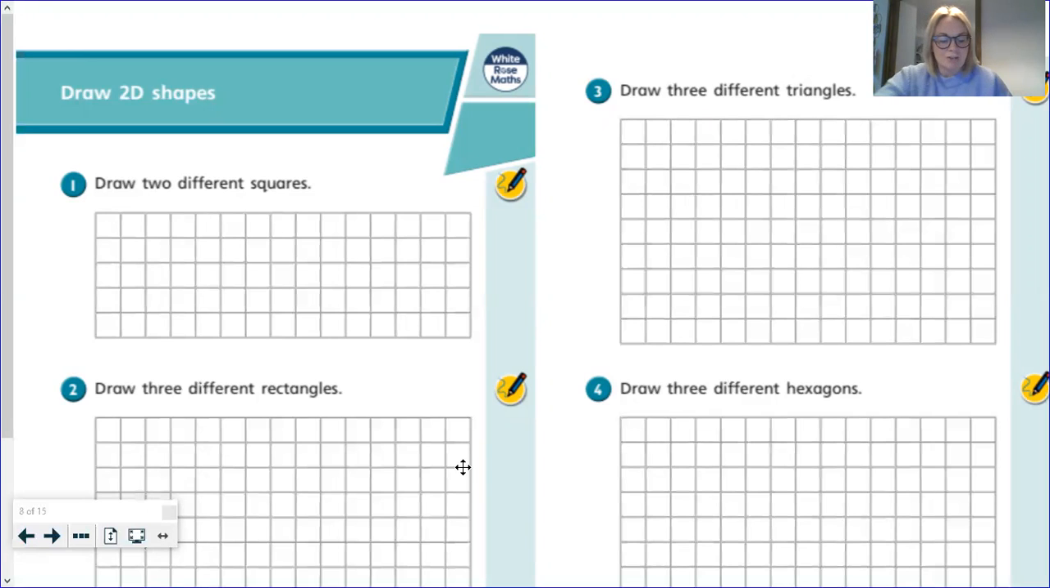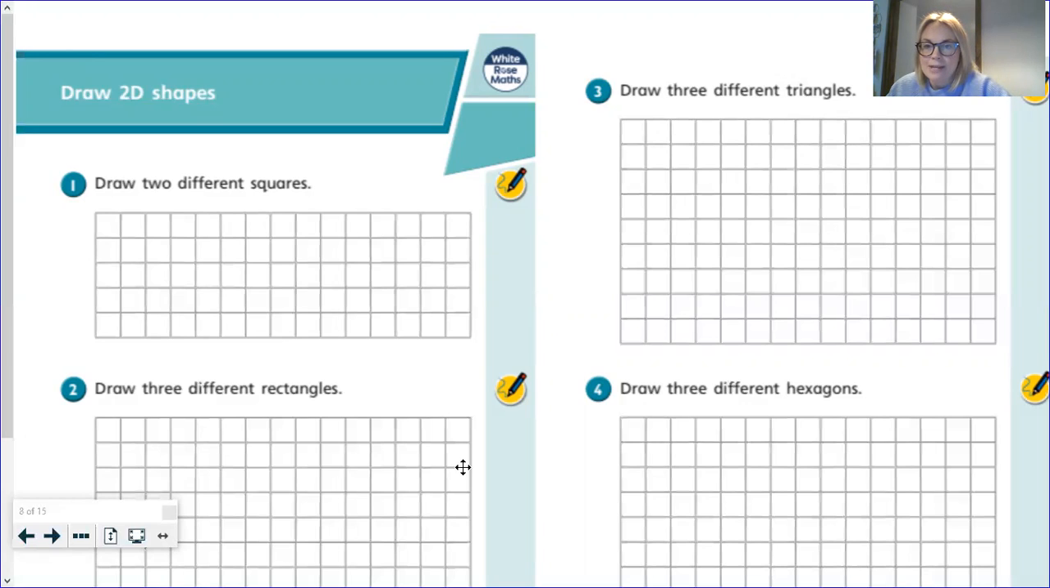Now I've actually got 2 different triangles here. They're both triangles, they've both got 3 sides or edges. This one, all of the sides are the same length. This one, we've got 2 sides the same length here, and then 1 longer edge or side across the bottom. So 3 different triangles to draw there. And number 4 is to draw 3 different hexagons.